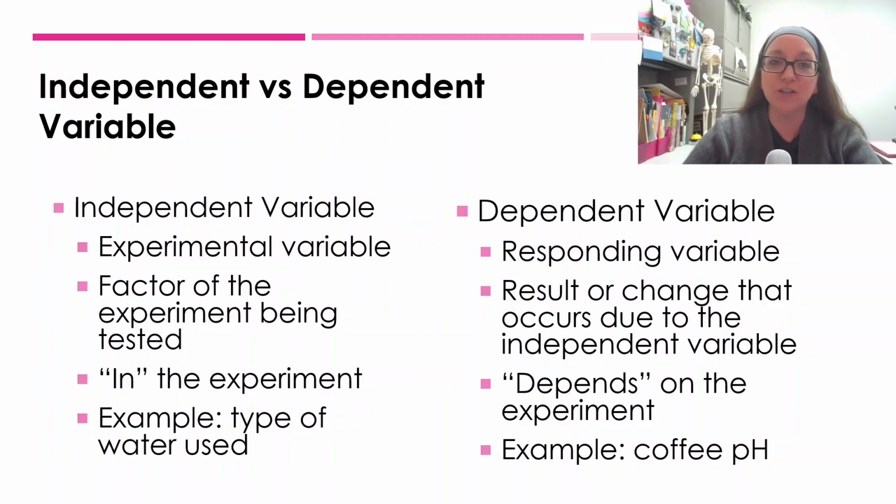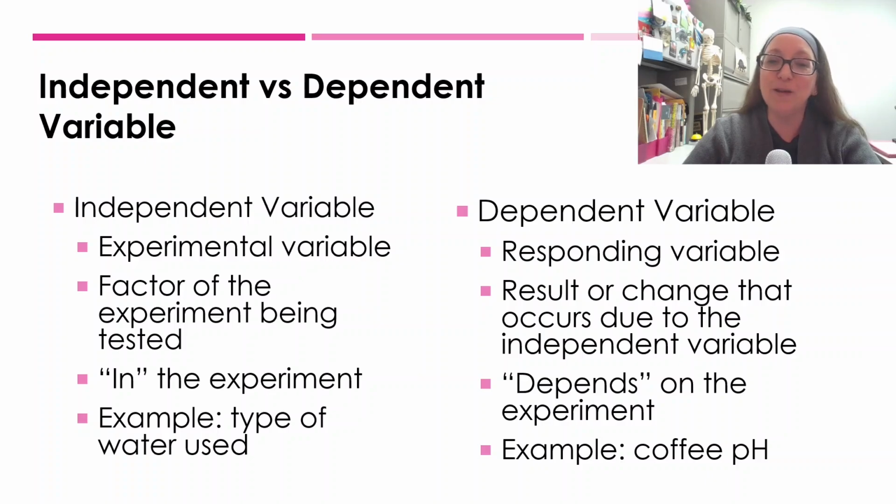An experiment includes both independent and dependent variables. Independent variables are also called the experimental variable. They're the one that's in the experiment. It's the factor that you are testing. The dependent variable or responding variable is the result. It's the change that occurs due to the independent variable. It depends on your experiment.